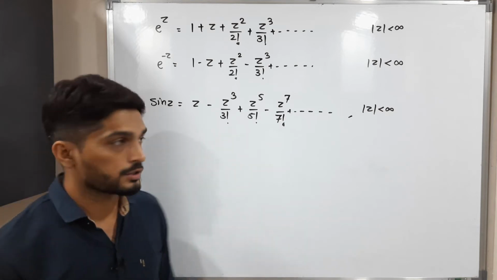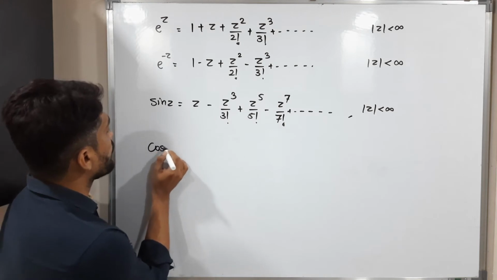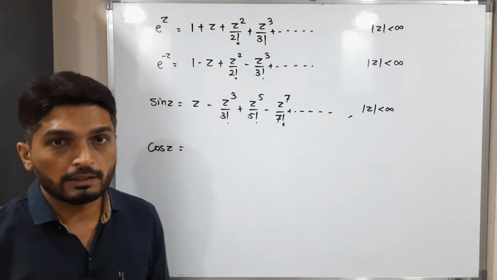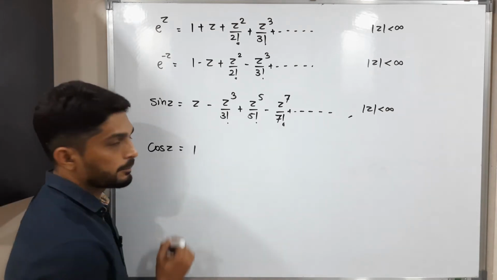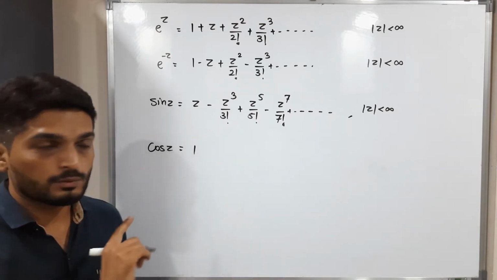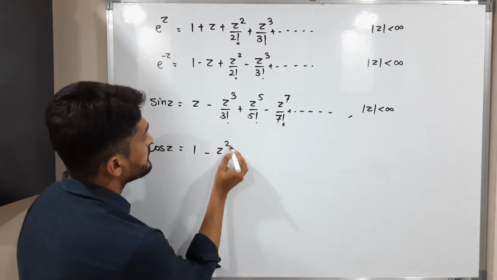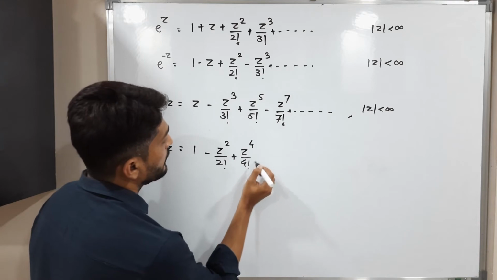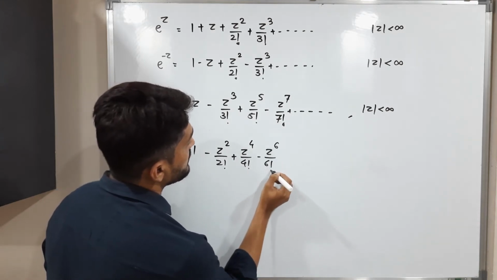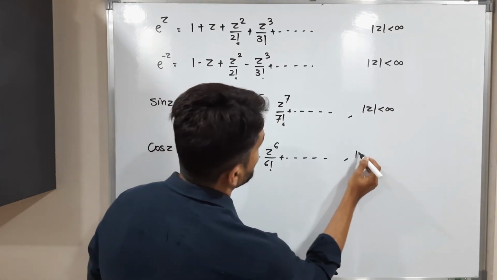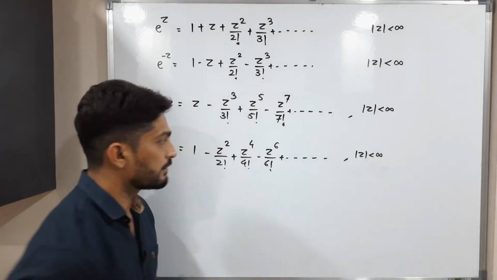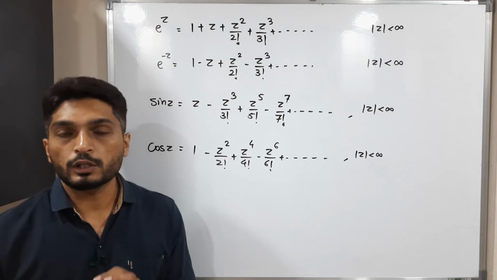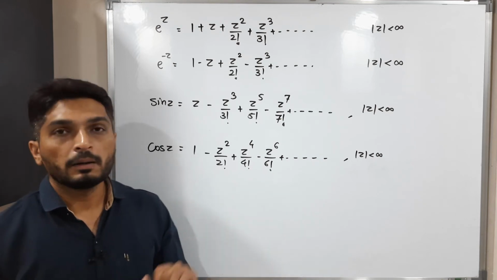Let us go for cos. Will you guess the series of cos? Here we have taken odd numbers, so let us take even numbers. What will you have? 1 (z raised to 0) minus z square by 2 factorial plus z raised to 4 by 4 factorial minus z raised to 6 by 6 factorial plus and so on. The condition is the same, mod z less than infinity. Here we have considered all even powers, factorials of even numbers having alternating minus plus signs.